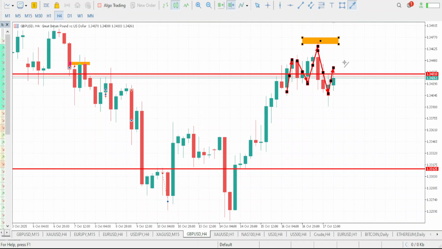But if it does not, the market will likely continue to drop with the same series of lower lows and lower highs. So above all, our forecast and our next movement on GBP USD is sell for the week.